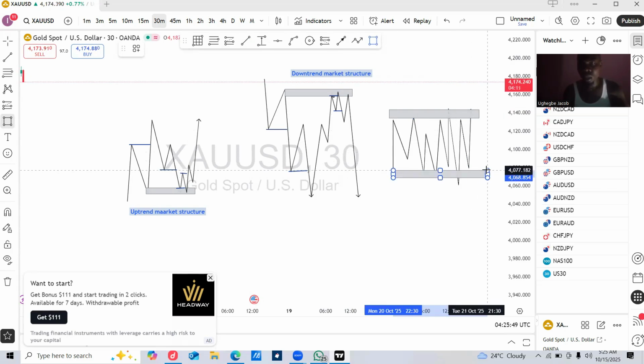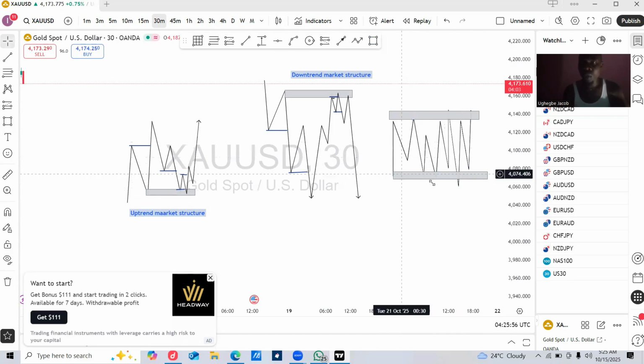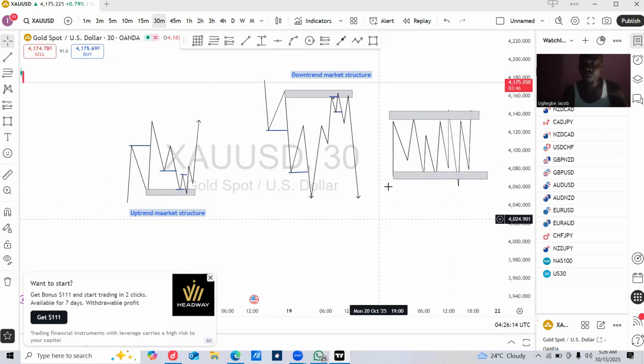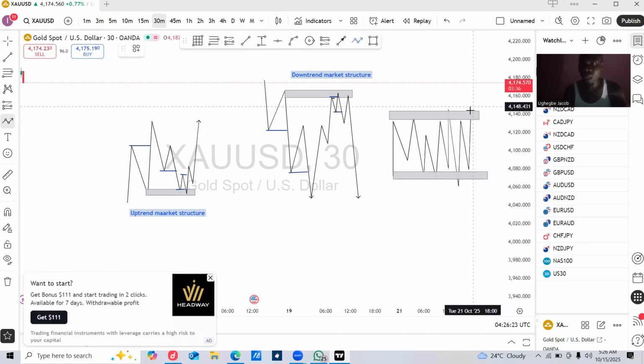This is just a ranging market. What I will do here, this is just a fake out. I will allow the market to either break above this area and give me a confirmation before selling, or allow it to break this high and give me a confirmation before buying the market. But for me to buy the market, first of all, I will allow the market to take out this high here.